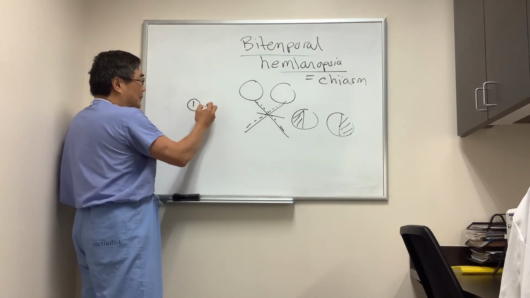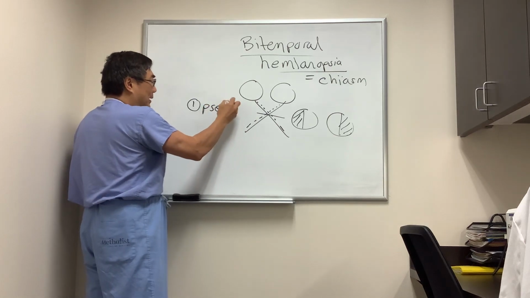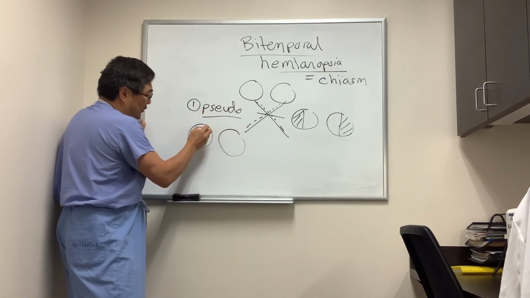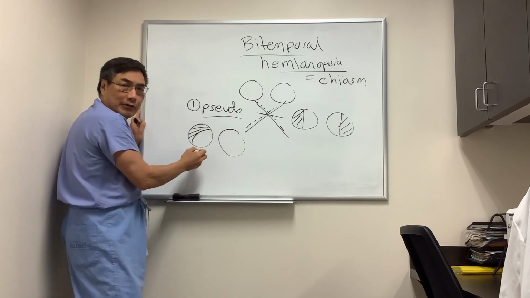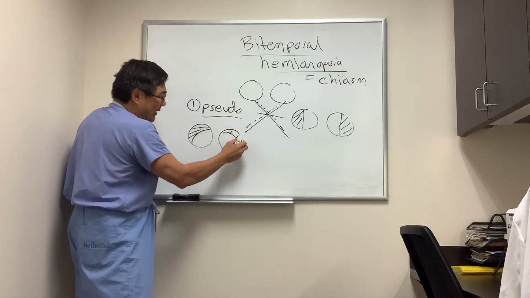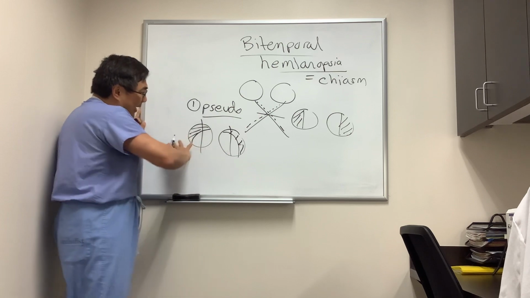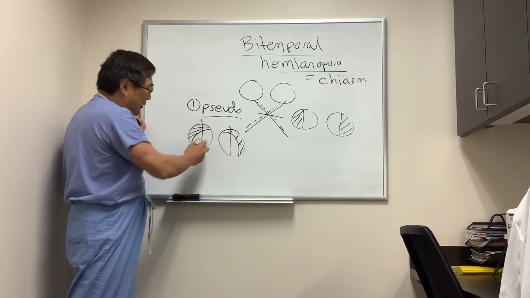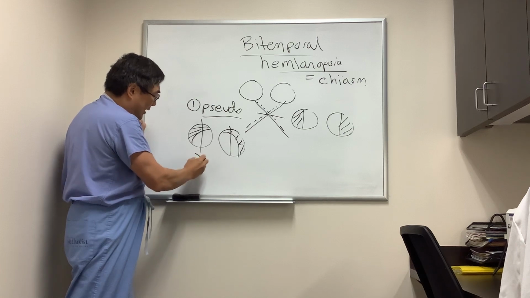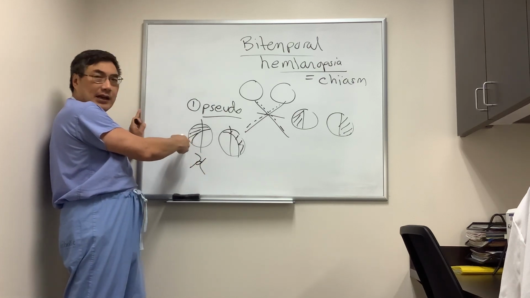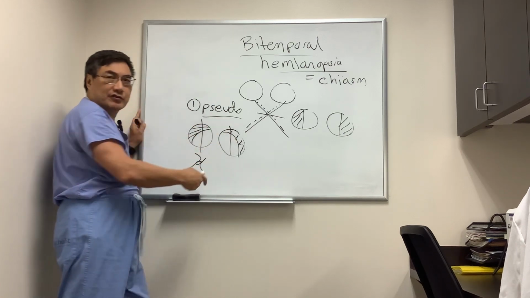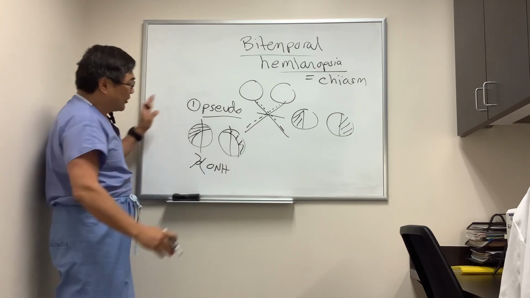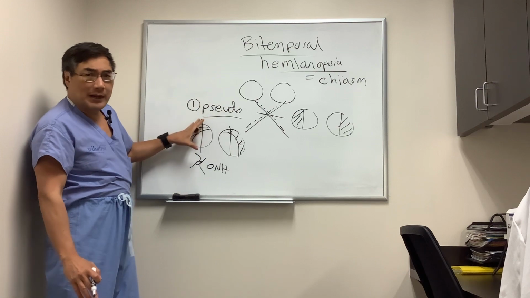The first thing is to make sure it's not a pseudo bitemporal hemianopsia. A pseudo bitemporal hemianopsia usually drifts across the vertical meridian. It looks like it's bitemporal, but it's not. The most common causes are things that produce something wrong with the disc, like a tilted optic nerve, which can produce a pseudo bitemporal that drifts across the meridian, or optic nerve hypoplasia. So you need to make sure it's a real, not a pseudo bitemporal hemianopsia.